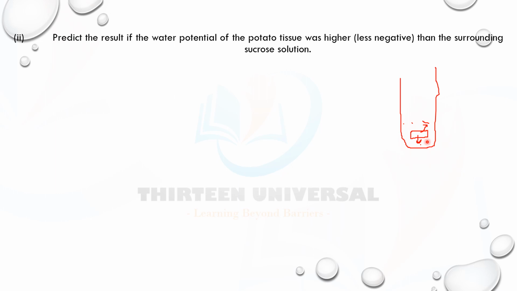Why is it less dense? Because water already moved into it from the potato tissue. Do you get it? So look at it. The colored sucrose drop would sink. It will drop, it will go down, because this has more water. Water has left the potato tissue into the sucrose.